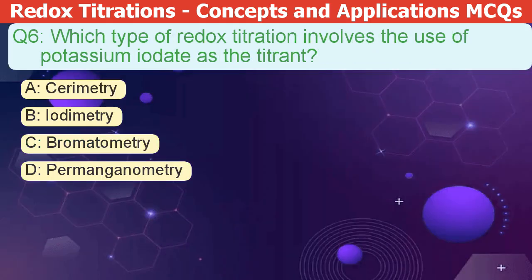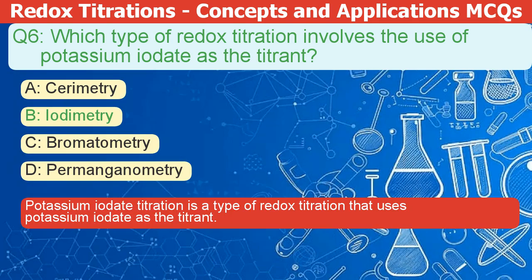Which type of redox titration involves the use of potassium iodate as the titrant? A. Cerimetry. B. Iodinometry. C. Bromatometry. D. Permanganometry. The correct answer is B. Potassium iodate titration is a type of redox titration that uses potassium iodate as the titrant.